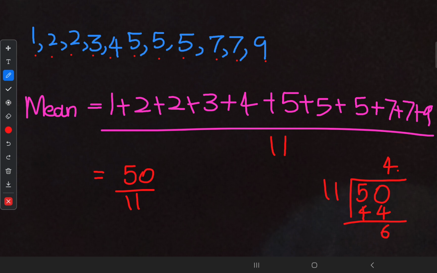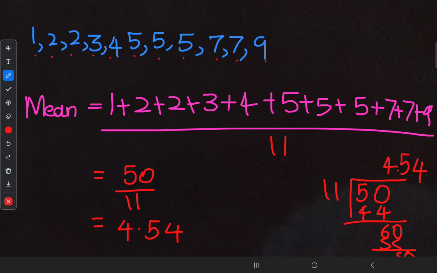Let's place our decimal and add a 0. 5 11s are 55 and there is a 5 remaining. There is a 0. Okay, 4.54. The mean of this given data set should be 4.54.